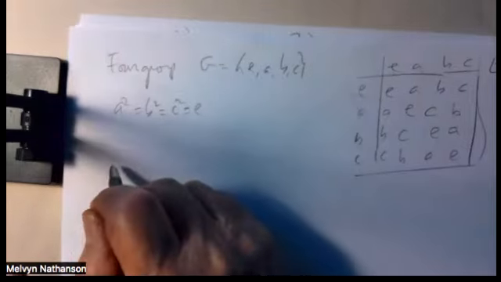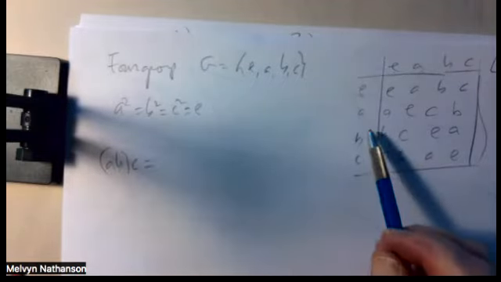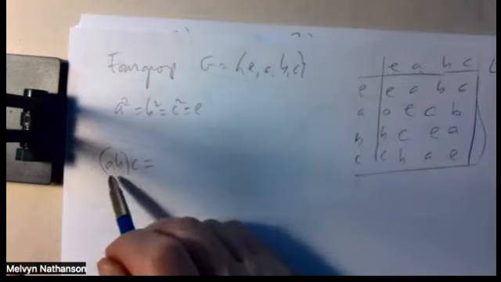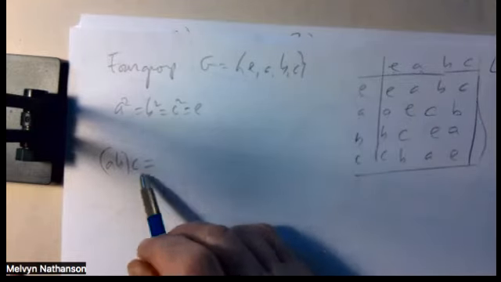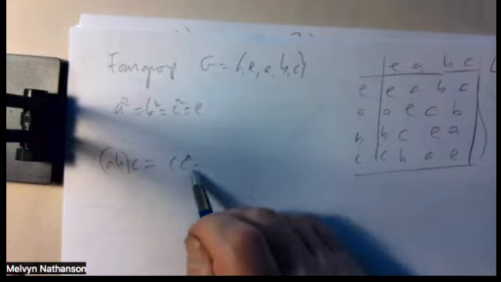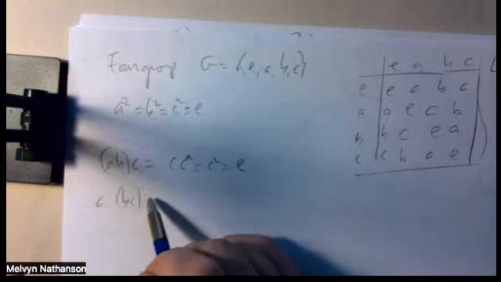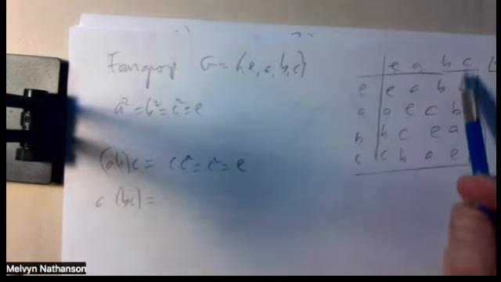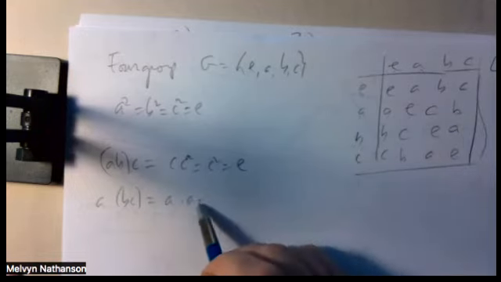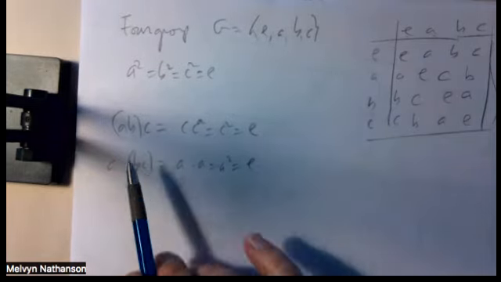Let's just take an example. What is, for example, AB times C? So AB is C, so AB times C is C times C, which is C squared, which is the identity. And A times BC, B times C is A, that's A times A or A squared. And that's also the identity. So for these particular elements, this equals this.